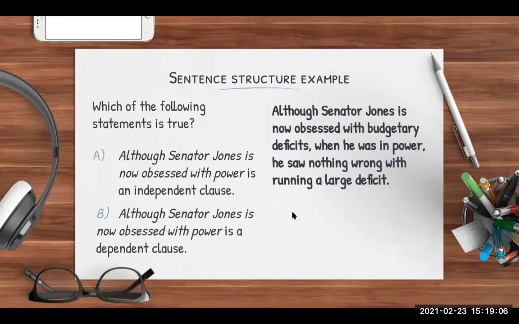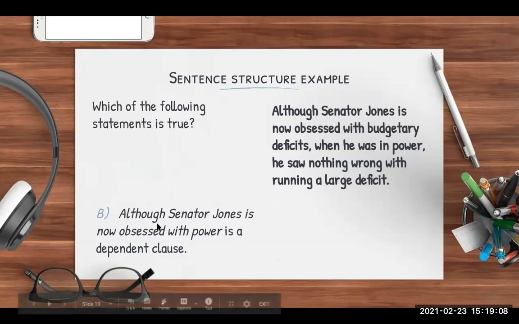So for this question, we know that "Although Senator Jones is now obsessed" is a dependent clause because of this "although" piece that makes it so that making sense hinges on the rest of the sentence also being there.